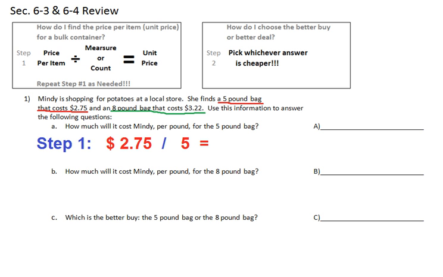you divide it out. And what you get, and this is actually really nice, you get 0.55, which turns out to be 55 cents per pound. Okay, that's how much it's going to cost her per pound. All right, so the 5-pound bag, 55 cents per pound.